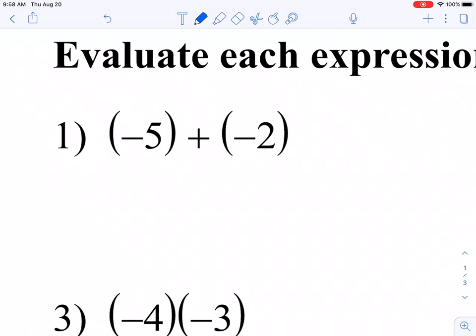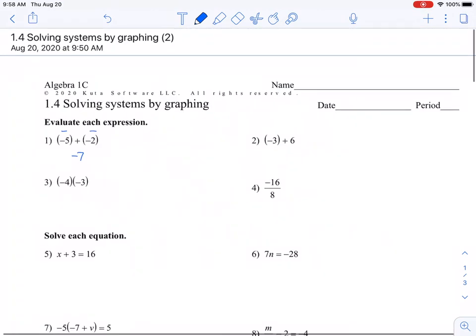So when we're working here, we have a -5 and a -2. The signs are the same, so that means we're going to add our numbers. 5 plus 2 makes 7, and then we keep the sign. So when the signs are the same, we add and keep the sign.